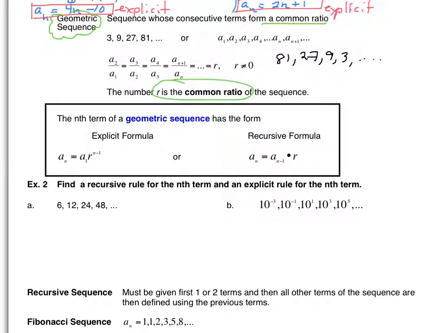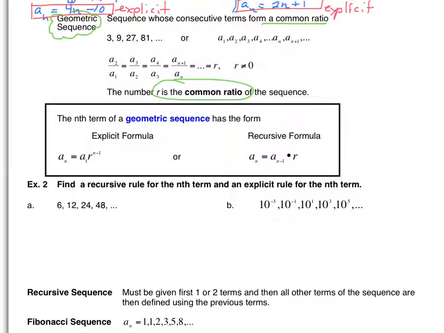Oftentimes I'll have kids tell me that the common ratio for that is 3, or they'll say divided by 3. The common ratio is always in terms of multiplication. So in this particular instance, instead of dividing by 3, what would you have said? Times 1/3.